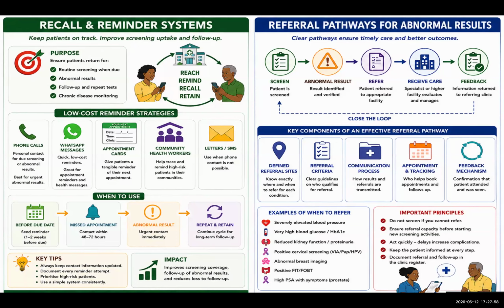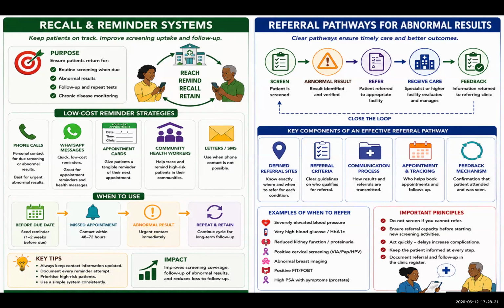If there are abnormal results, what do we do? We screen the patient, we see the result, we need to refer and make sure they receive specialist care. Once we can get feedback, it needs to come back to us so there is no discontinuity of care. And once we can continue screening, we can repeat the cycle. To make sure the system works, we need to make sure it has defined referral sites.